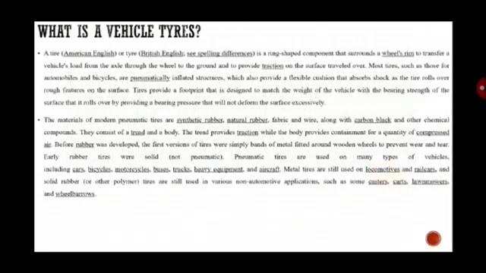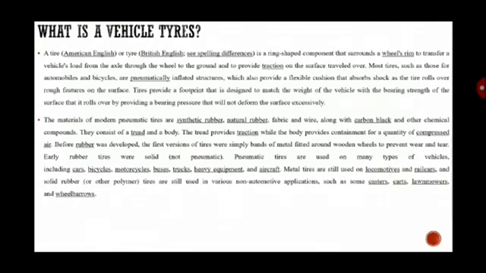What is a vehicle tire? A tire in American English, or tyre in British English, is a ring-shaped component that surrounds a wheel's rim to transfer a vehicle's load from the axle through the wheel to the ground and to provide traction on the surface traveled over.